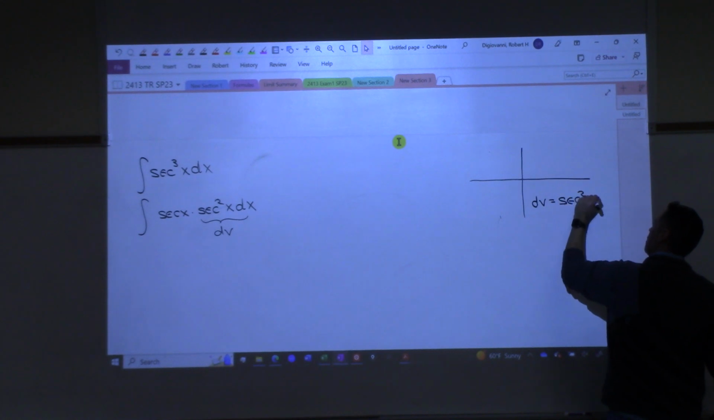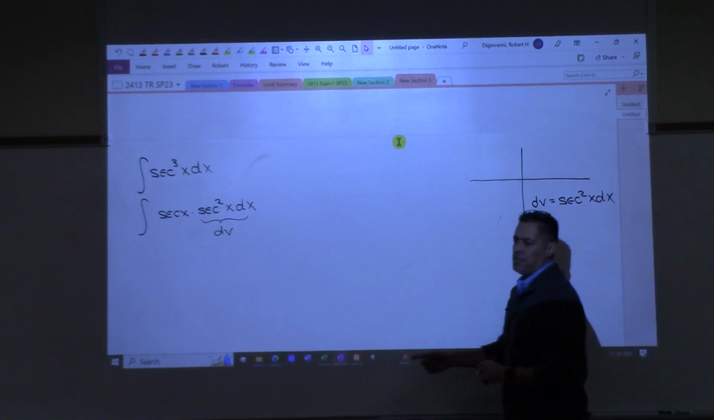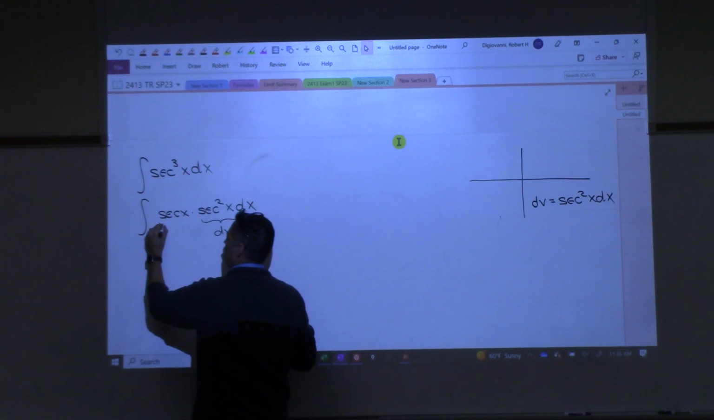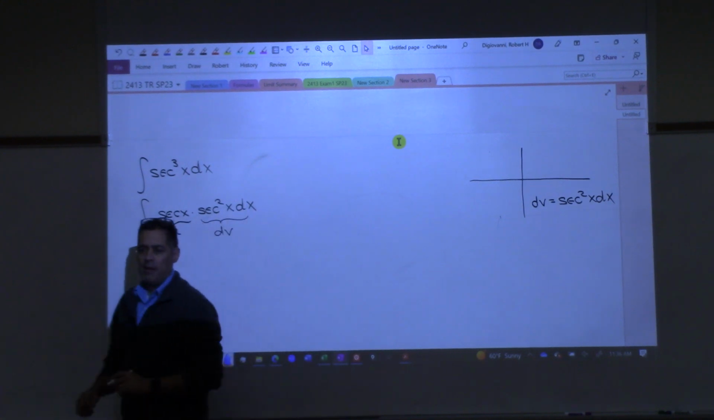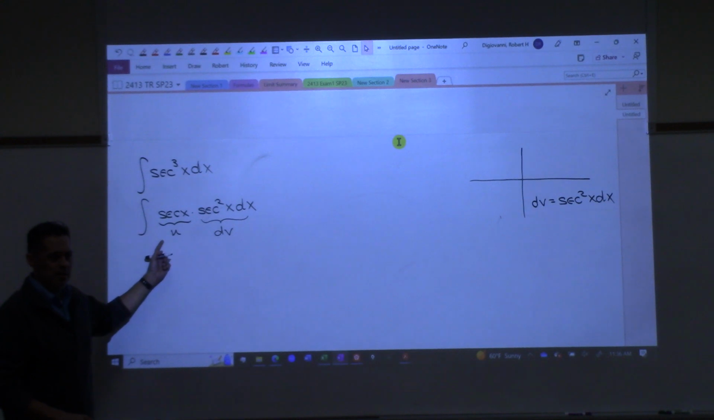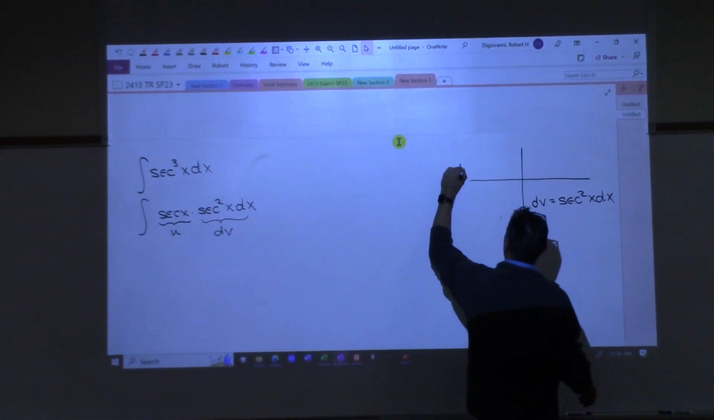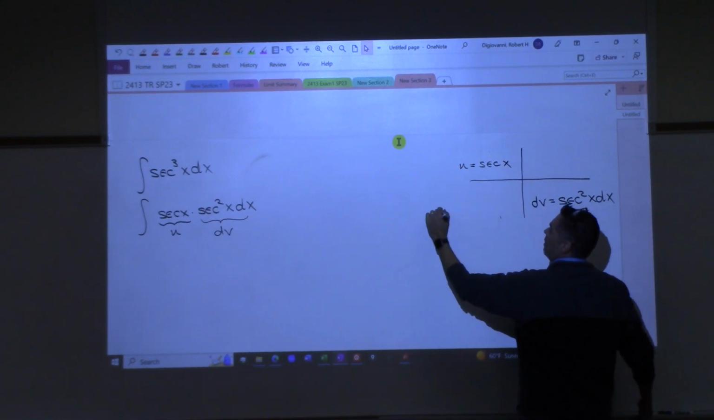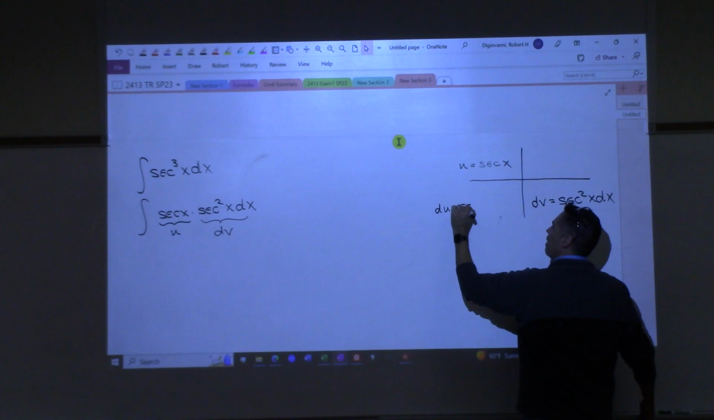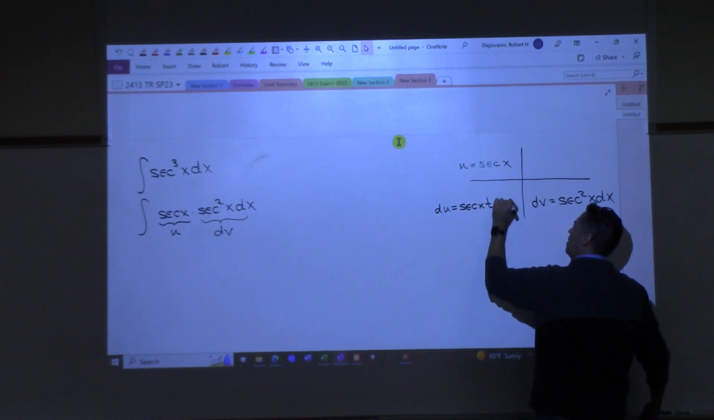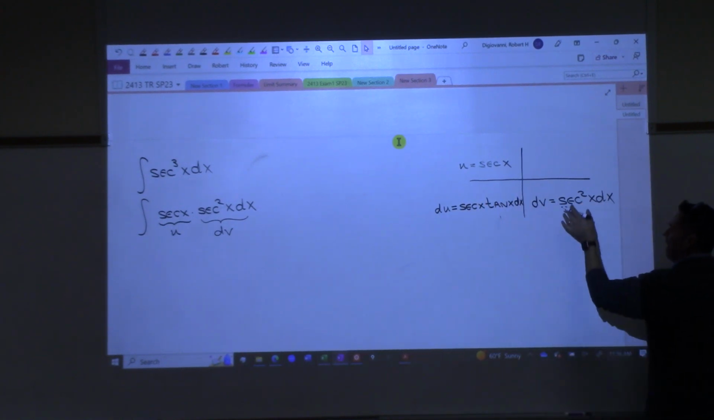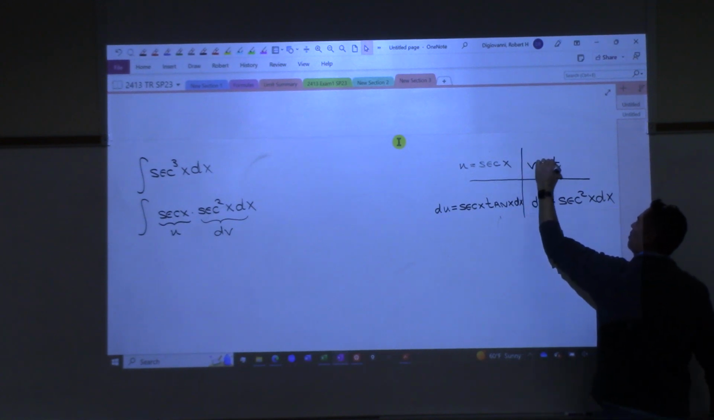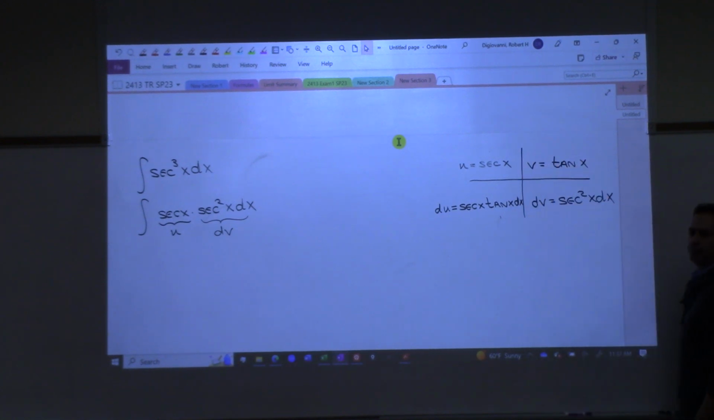secant squared x dx. And then that forces me, if I'm doing integration by parts, to let this be the u, right? And then I'll have to differentiate secant. So I can differentiate secant, that's okay. And I'm just going to hope for the best here, okay? So the derivative of secant x is secant x tangent x dx. And then the antiderivative of secant squared was tangent x. Right? Any questions?